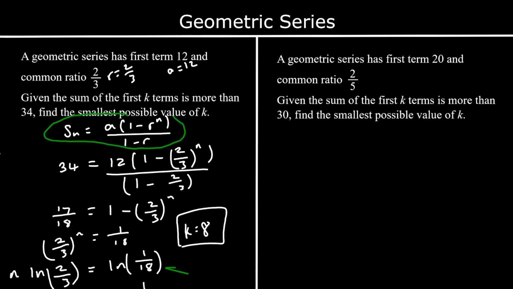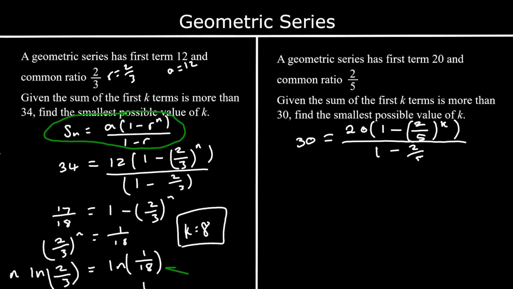So again, using the sum formula. It doesn't matter which way round, so you could do a times r to the power of n minus 1 over r minus 1, or this way round. It's the same formula. So the sum is equal to 30, and that's a, which is 20, times 1 minus 2/5 to the power of k over 1 minus 2/5. So 1 minus 2/5 is 3/5.